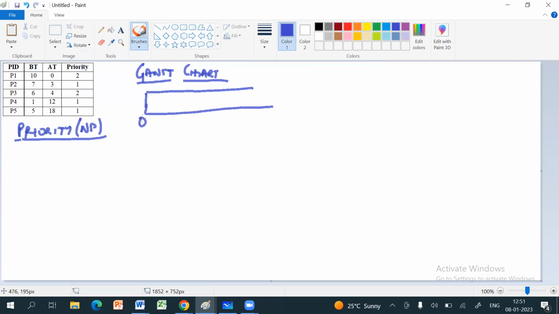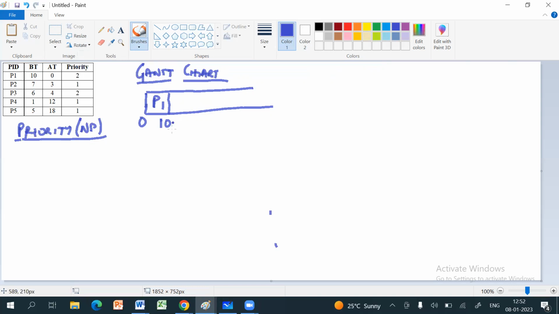The Gantt chart obviously starts at time 0, and at time 0, P1 is the only one which is currently available. So P1 will start off. There is no other process currently in the queue because of the arrival time. So we have no option irrespective of what the priority is. P1 will be scheduled and it will continue till 10 because we are in non-preemptive. So the process will be voluntarily allowed to complete its execution.